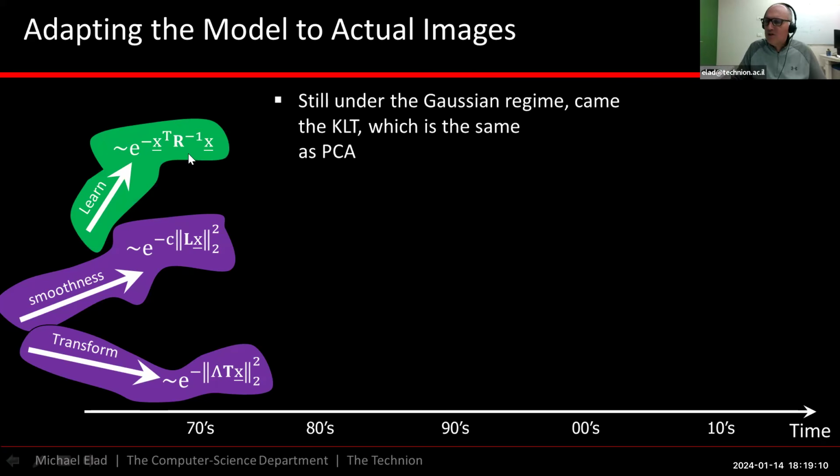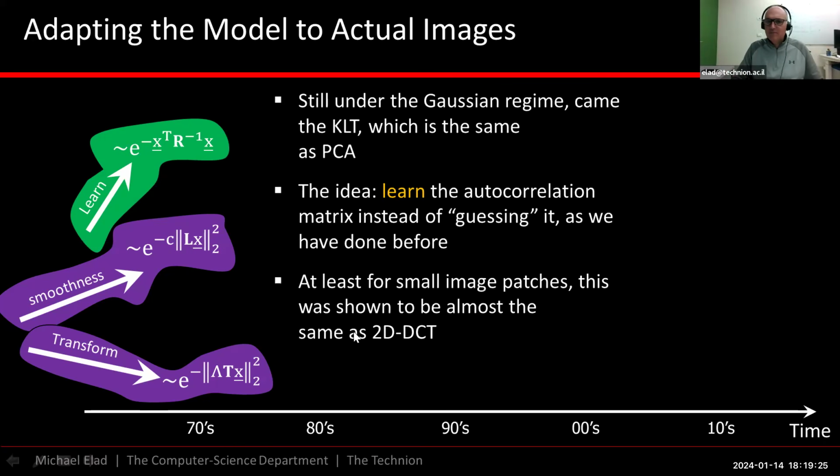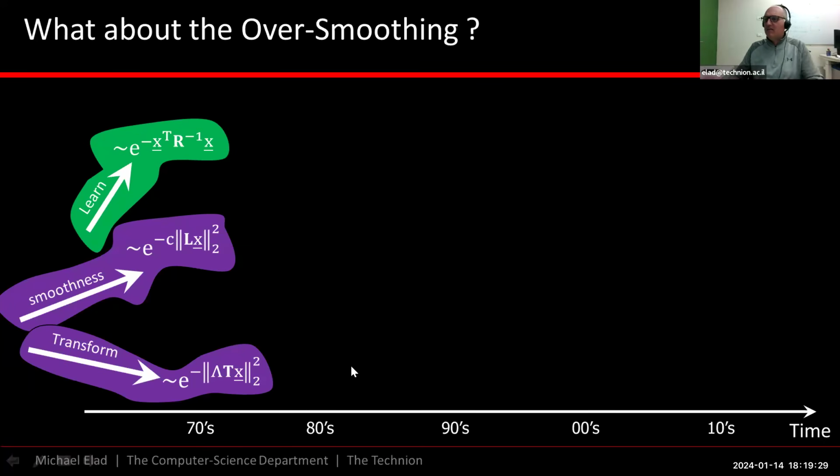So if the images that we have are not Gaussian distributed, all three are actually poor options. The elegance about the green option here is that it is learning, at least it is adapting. It's not guessing something like the Laplacian here or the transform here, but still Gaussian. And then came the 80s, and everything else that happened will be explained next week.